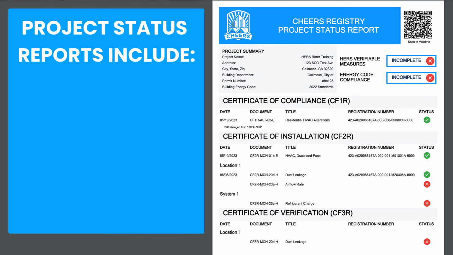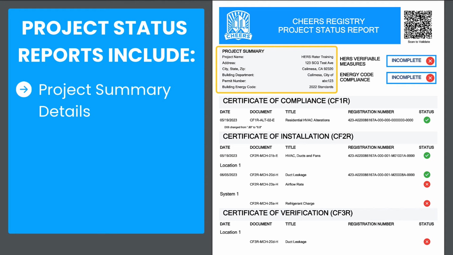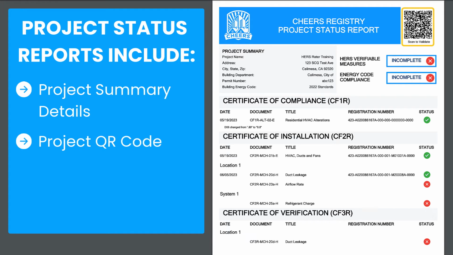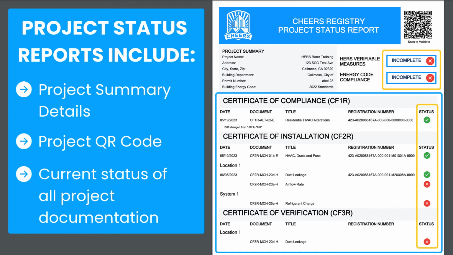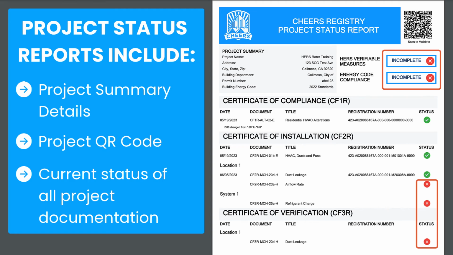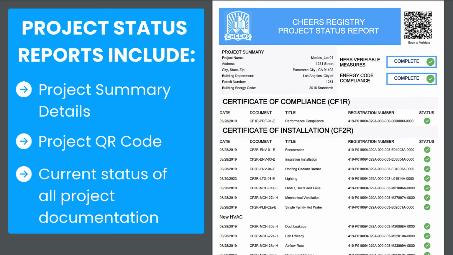Each Project Status Report includes project summary details such as project name and address, a unique QR code to the project, and the current status of all project documentation. Incomplete items will display in red. Completed items will display in green. The green status means project documents are complete and meet requirements for California Energy Code compliance.